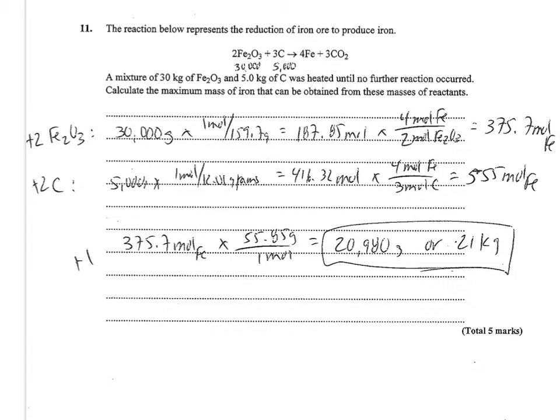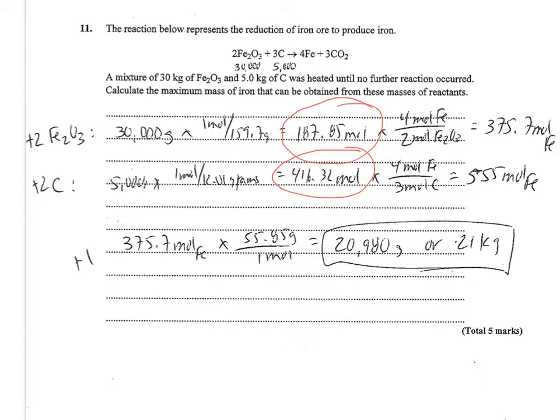Number 11, you are given the balanced equation for the reduction of iron ore to produce iron. You're told you have 30 kilograms of iron oxide and 5 kilograms of carbon, heated until no further reaction occurs. Calculate the maximum mass of iron that can be obtained. So really what you have to do is find your limiting reactant. So I first converted my kilograms to grams, and then converted it to moles of each, and I had 187.5 moles of iron oxide and 416.32 moles of carbon.